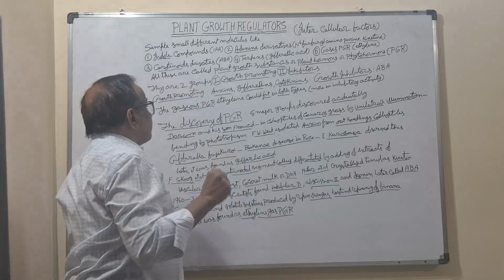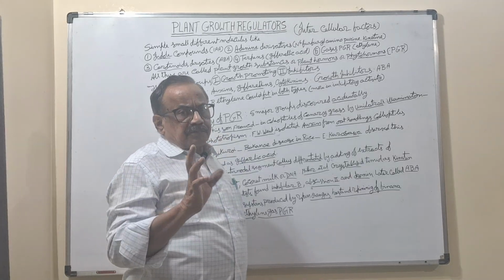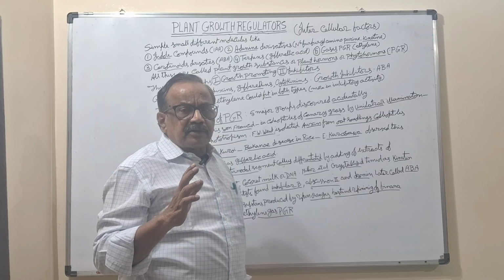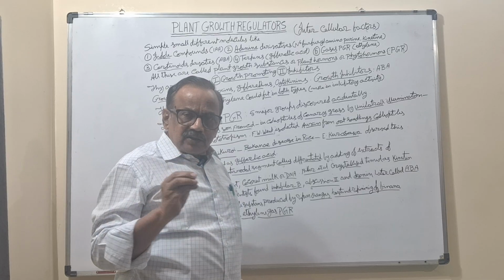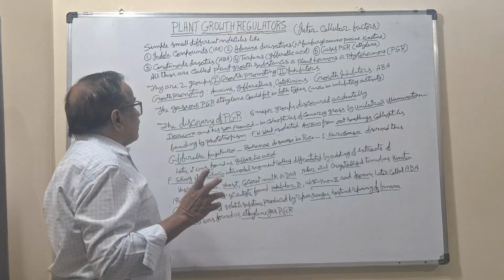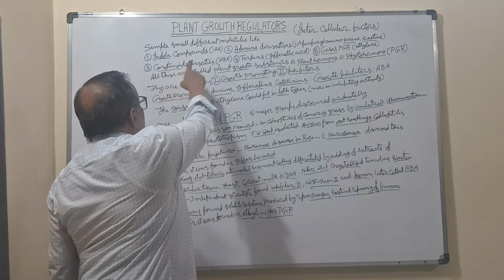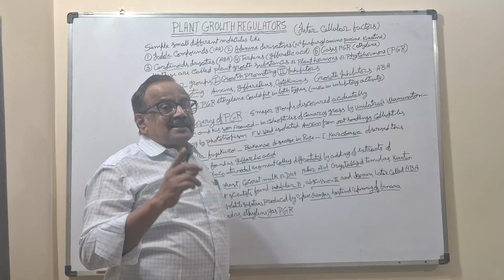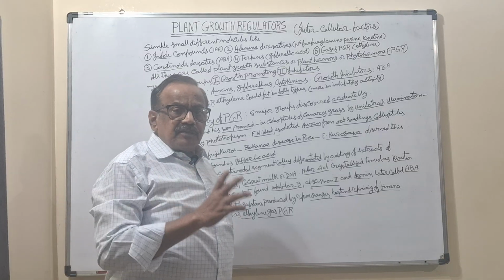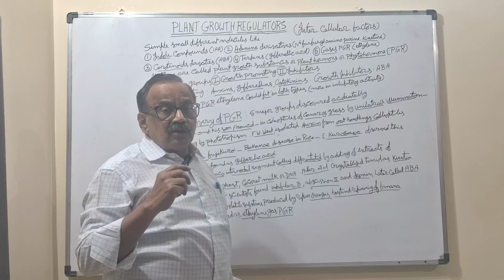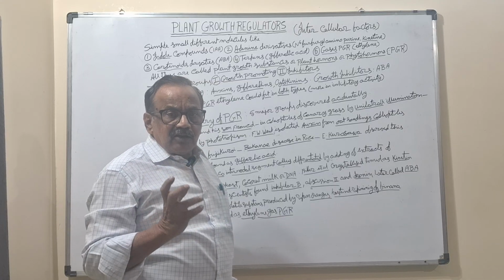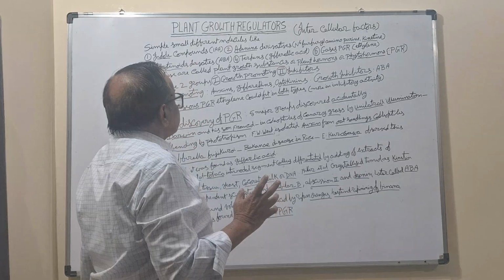The textbook has given five types of regulators here. All these five types are the major ones. Some other things are also there, but they are not a major group. Whenever we see indole compounds, indole 3-acetic acid and its other compounds will come when you are studying auxin. Indole 3-acetic acid works as a growth regulator.